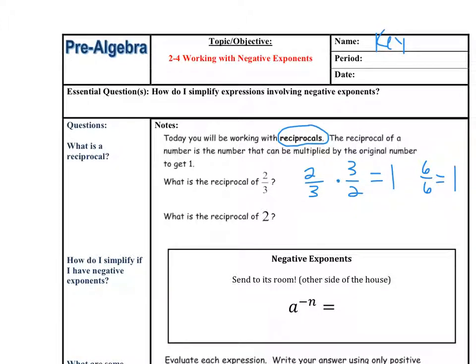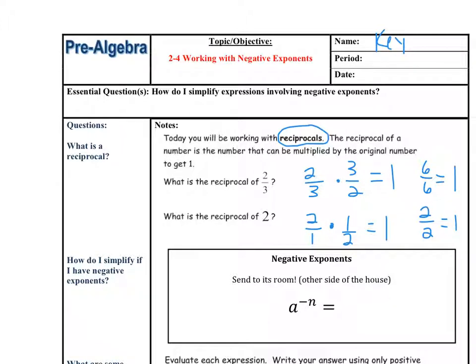Now, for the reciprocal of 2, I like to make it a fraction also. So I turn 2 into a fraction, 2/1, and I have to figure out what I should multiply by to get that to equal 1. I want to turn it into something that's going to be 2 on top of 2, because I know 2 divided by 2 is 1. So if I make it a 2 on bottom and a 1 on top, 1/2, when I multiply my fractions, I get 2 on top, 2 on bottom, and 2 divided by 2 is 1.